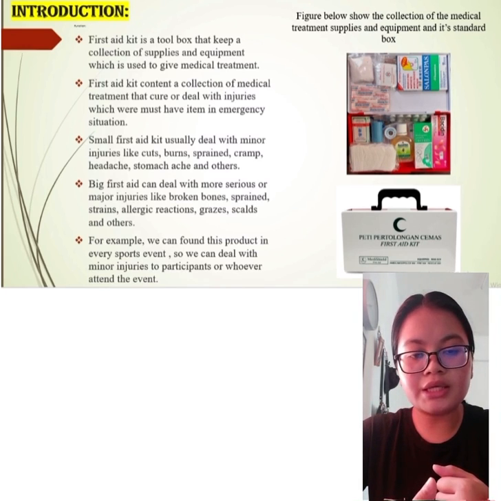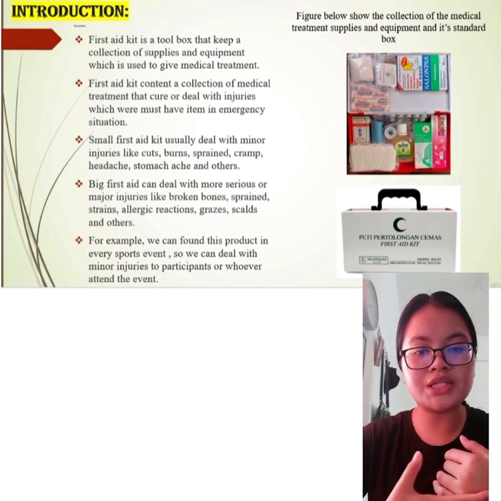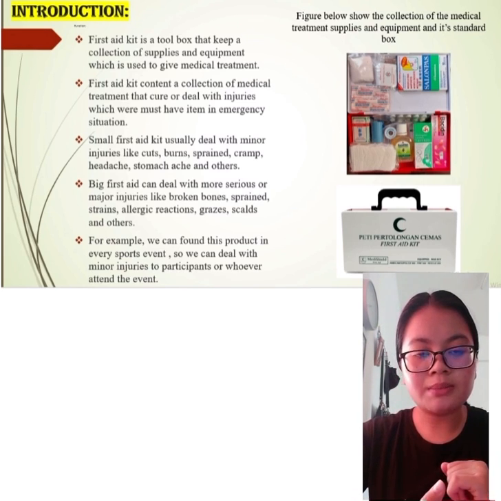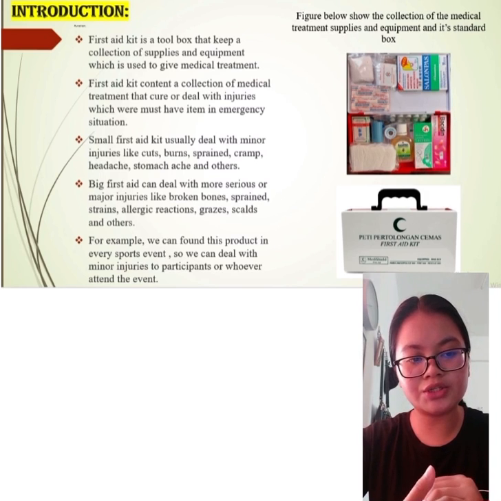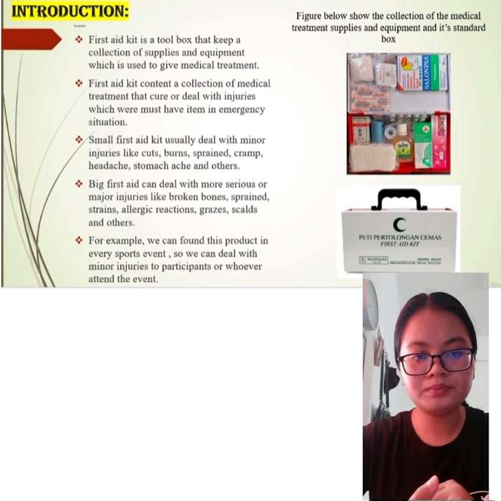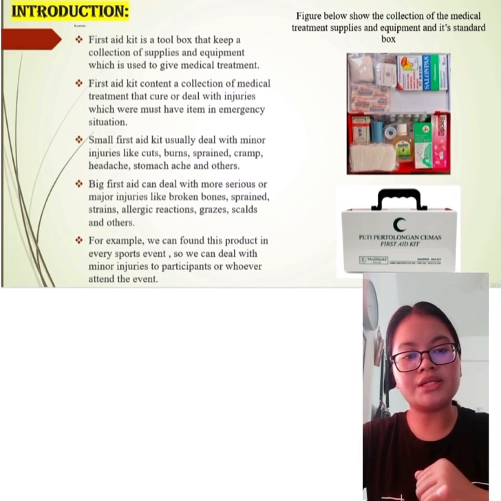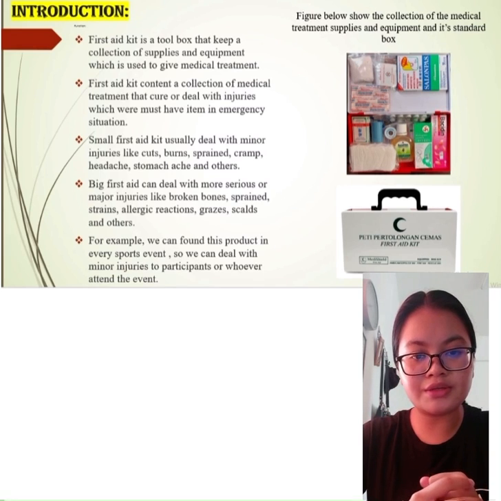For the big first aid kit, we have more complete medical treatment, so we can deal with more serious and major injuries like broken bones, sprain, strains, allergic reaction, grazes, scalds, and others. We can see this big first aid kit in a very serious event like war and others.